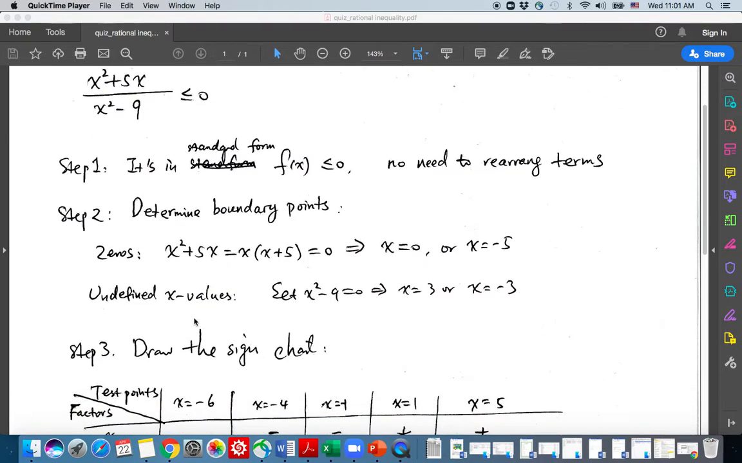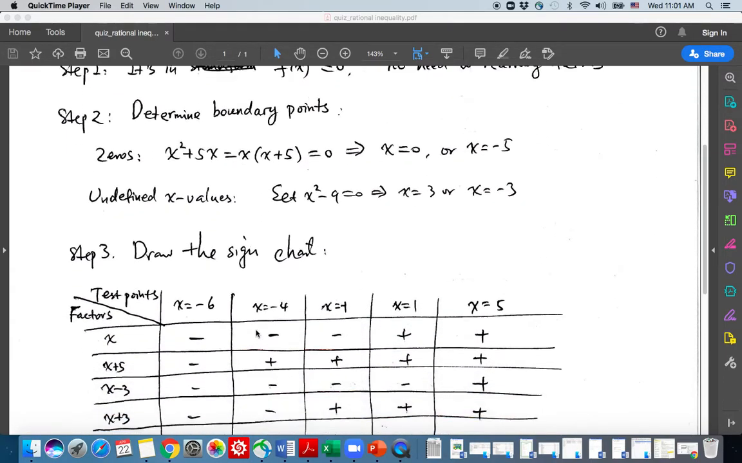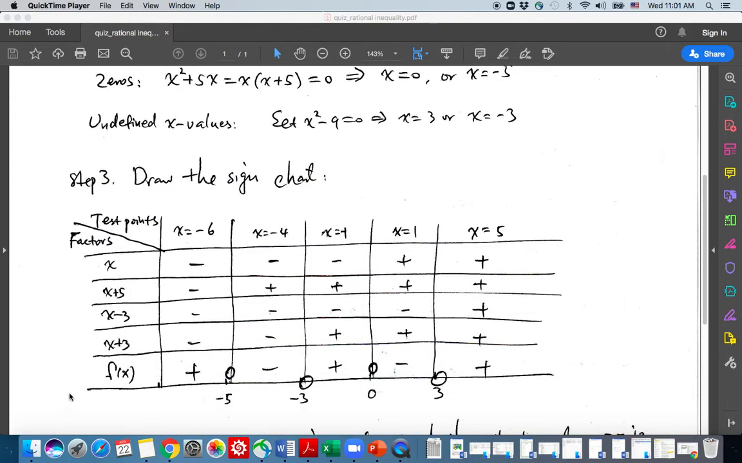Okay. So with these boundary points, we're ready to draw the sign chart across the entire real line. Think of this line as the real line here. I'm going to separate this entire line into several intervals divided by these boundary points, including the zeros and the undefined x values. If I have a 0 on top of this line, that indicates this number is a zero of the rational function. If I have a circle at this location, that indicates at this point the function is not defined.